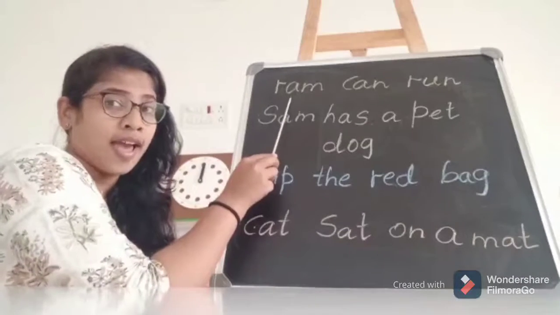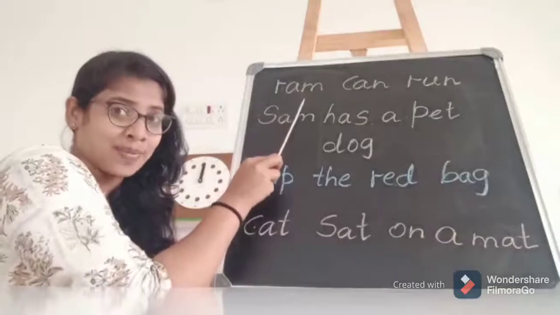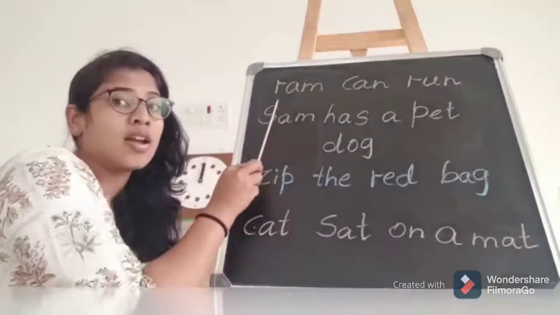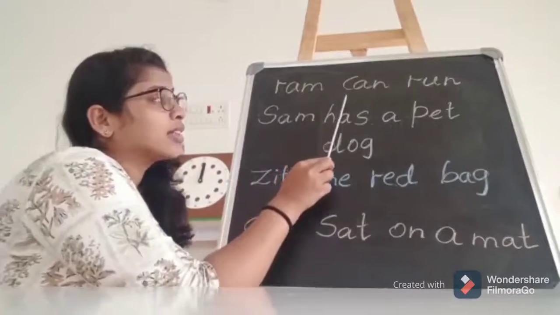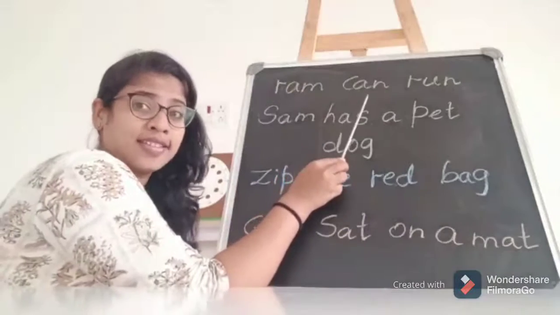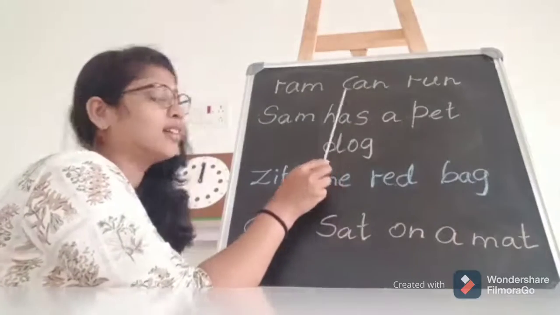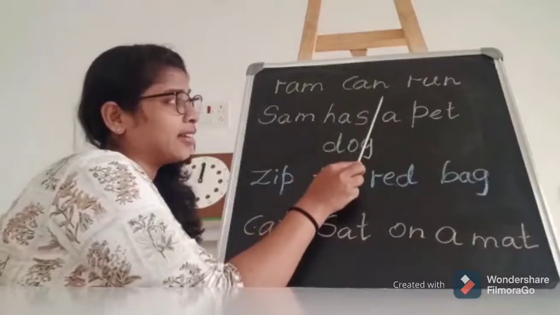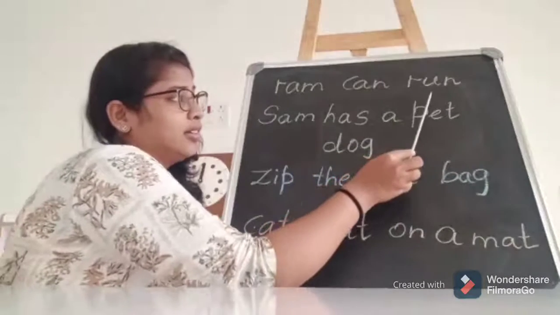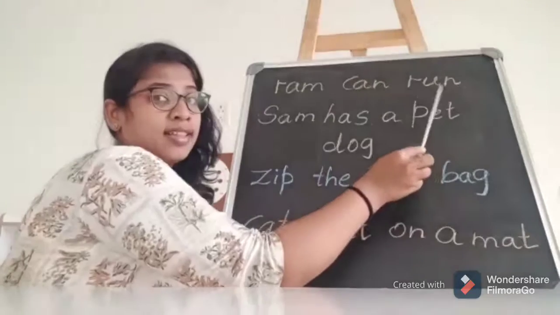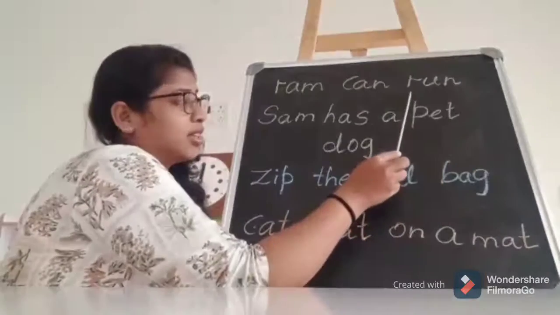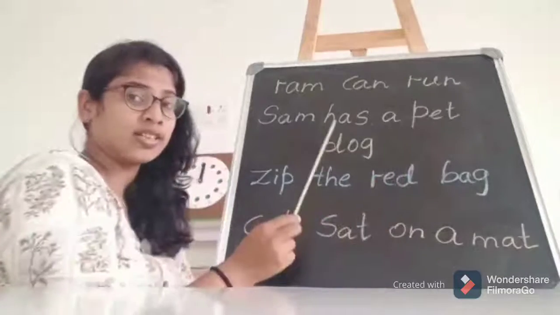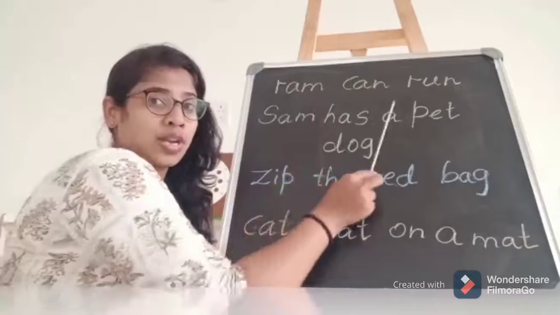R, a, ram. R, a, ram. K, a, can. K, a, can. R, a, run. R, a, run. So let us read all together.